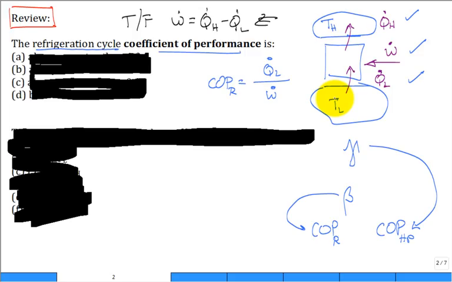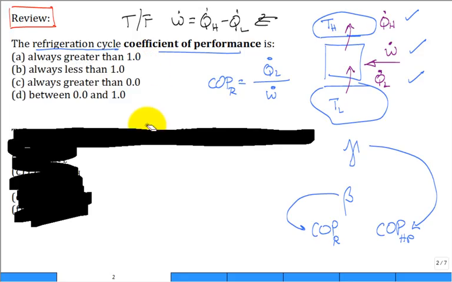Now let's you answer this question, please. Is the COP always greater than 100% or 1? Is it always less than 100%? Is it always greater than 0? Or is it always between 0 and 1? So you give me your answer on what is the COP.